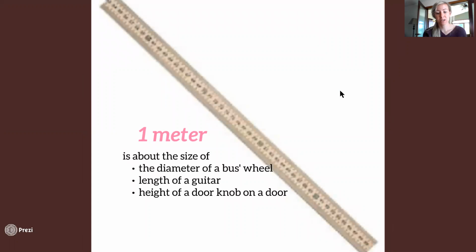Our next unit is a meter. This is about the size of the diameter of a bus's wheel, the length of a guitar, or the height of a doorknob on a door.